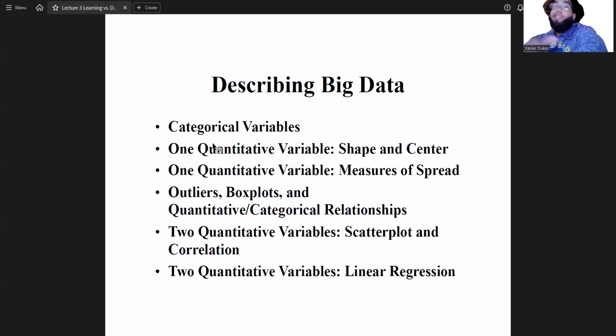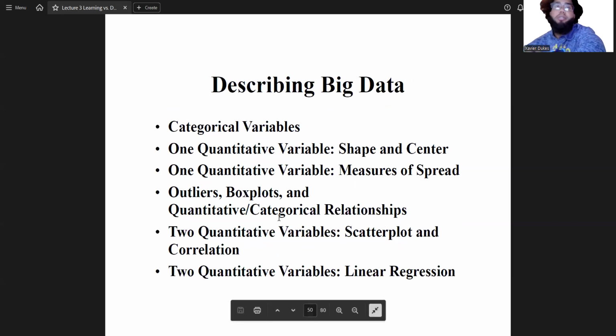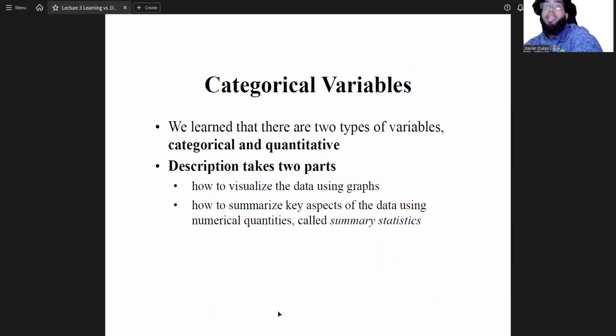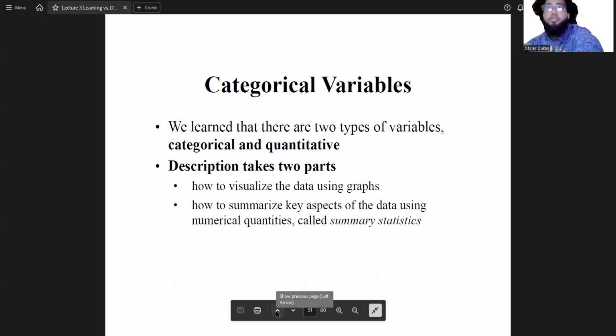So there are some different types of variables in big data, and this affects how we describe them. We have categorical variables, quantitative variables, the shape and center versus measures of spread. We have outliers, box plots, categorical and quantitative relationships, two quantitative variables such as scatter plots and their correlation, and then linear regression between two quantitative variables. These are all various ways that we can look at these attributes of data, these variables.